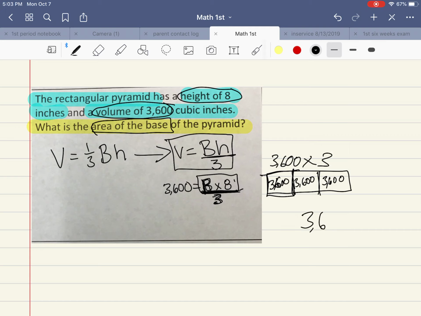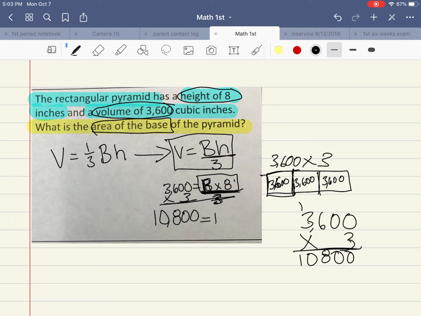In return, that's going to give me 3,600 times 3. We got 3 times 0, 3 times 0, 3 times 6, which is 18. 3 times 3 is 9, plus 1 is 10. So my total here is, this is going to cancel, and we multiply this times 3. So we're going to get a total of 10,800 equals capital B, or area of the base, times 8.